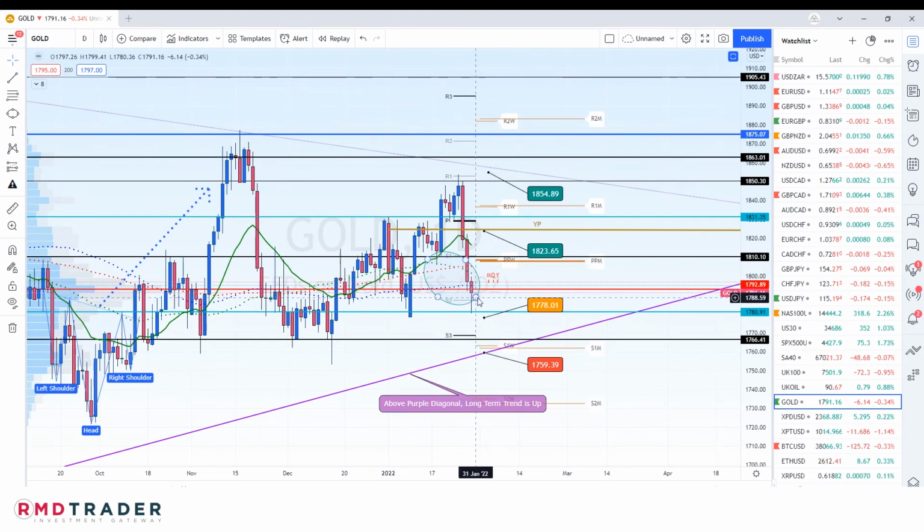So I'm going to actually move this little bubble. So we're probably looking for a test again of this area over here. And then whether we see a test of this diagonal long-term support, or whether we then see a continuation and a recovery higher, remains to be seen. But of course, let's just see what the price action does from this area.